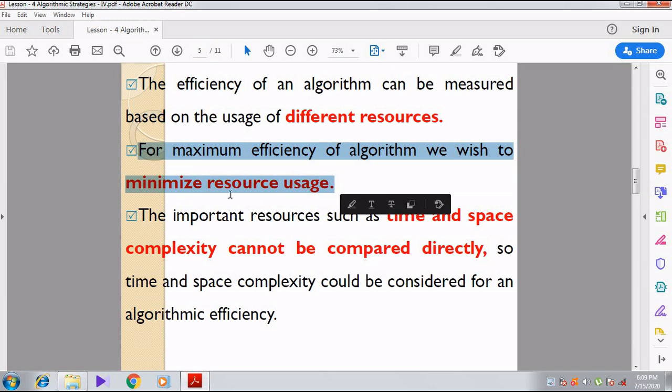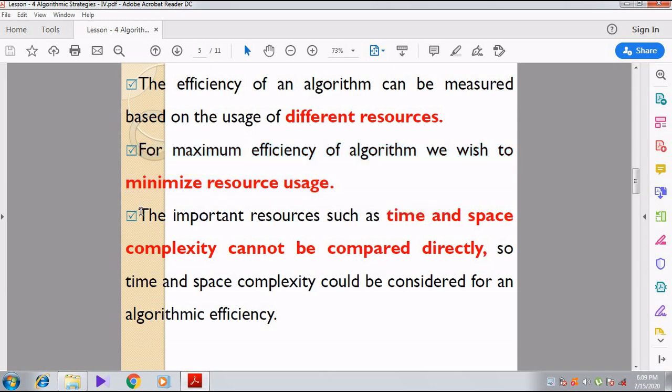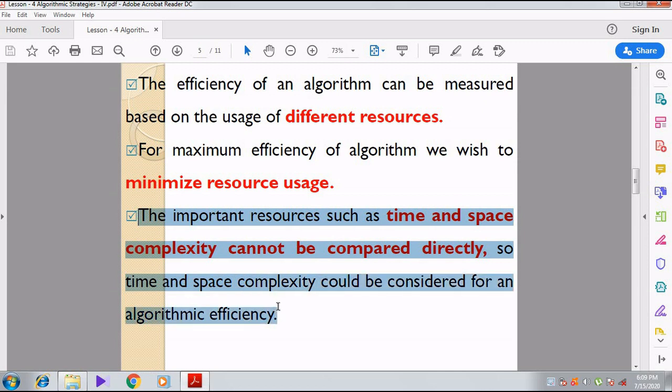We know very well from the last video that there are two factors involved in the efficiency of an algorithm. What are the two factors we discussed? Time complexity and space complexity. Both these complexities we cannot compare directly. Why? Because time and space do not work at the same level.